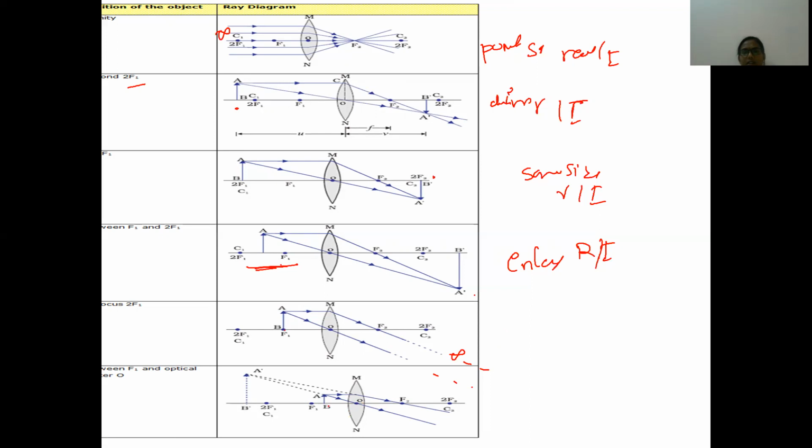Now the last condition: when you take the object very close to the lens, the image will be formed on the same side, that is, the extended refracted rays appear to meet there. So it is a virtual, erect and enlarged image. This is the last condition. Okay, this is about the ray diagrams of lenses.